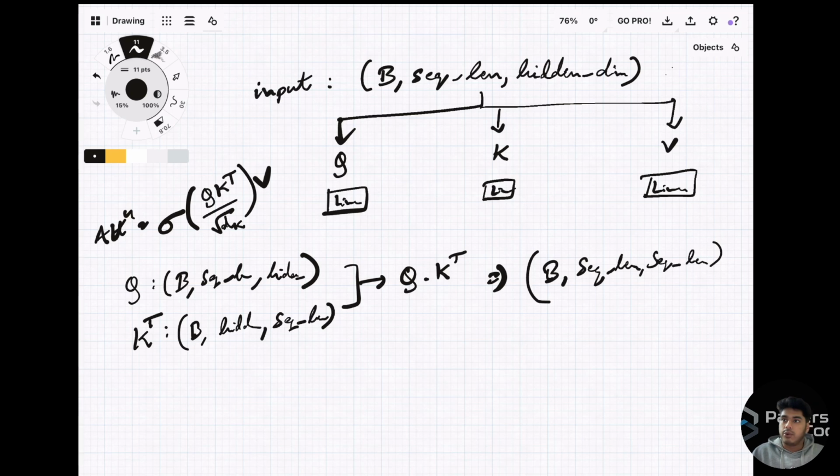What is the point of doing this? What is the point of multiplying queries with key transpose, where queries, keys, and values are all the same? All three of them are just copies of the input. So what do we get by multiplying Q with K transpose? The idea is that when you multiply Q with its own transpose, every element in a way gets to communicate with every element in the network.